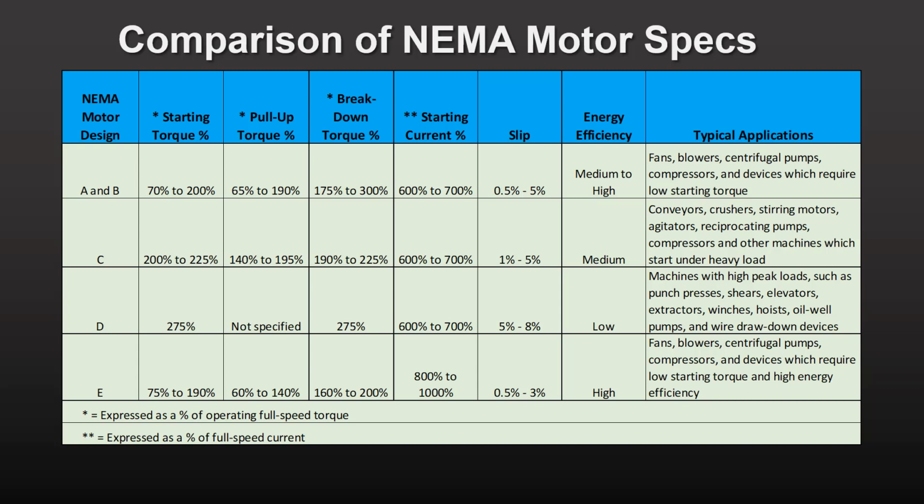Type A and B motors have low starting torque, but only medium to high energy efficiency. You might want to use one of these for a pump or compressor which doesn't need to be run 24/7. Type C motors have a reasonably high starting torque, but are more energy efficient than Type D motors. Use Type C motors for conveyors, mixing motors, and reciprocating pumps, which need relatively high torque to start, but which run hours lengthy enough to warrant a medium degree of energy efficiency.